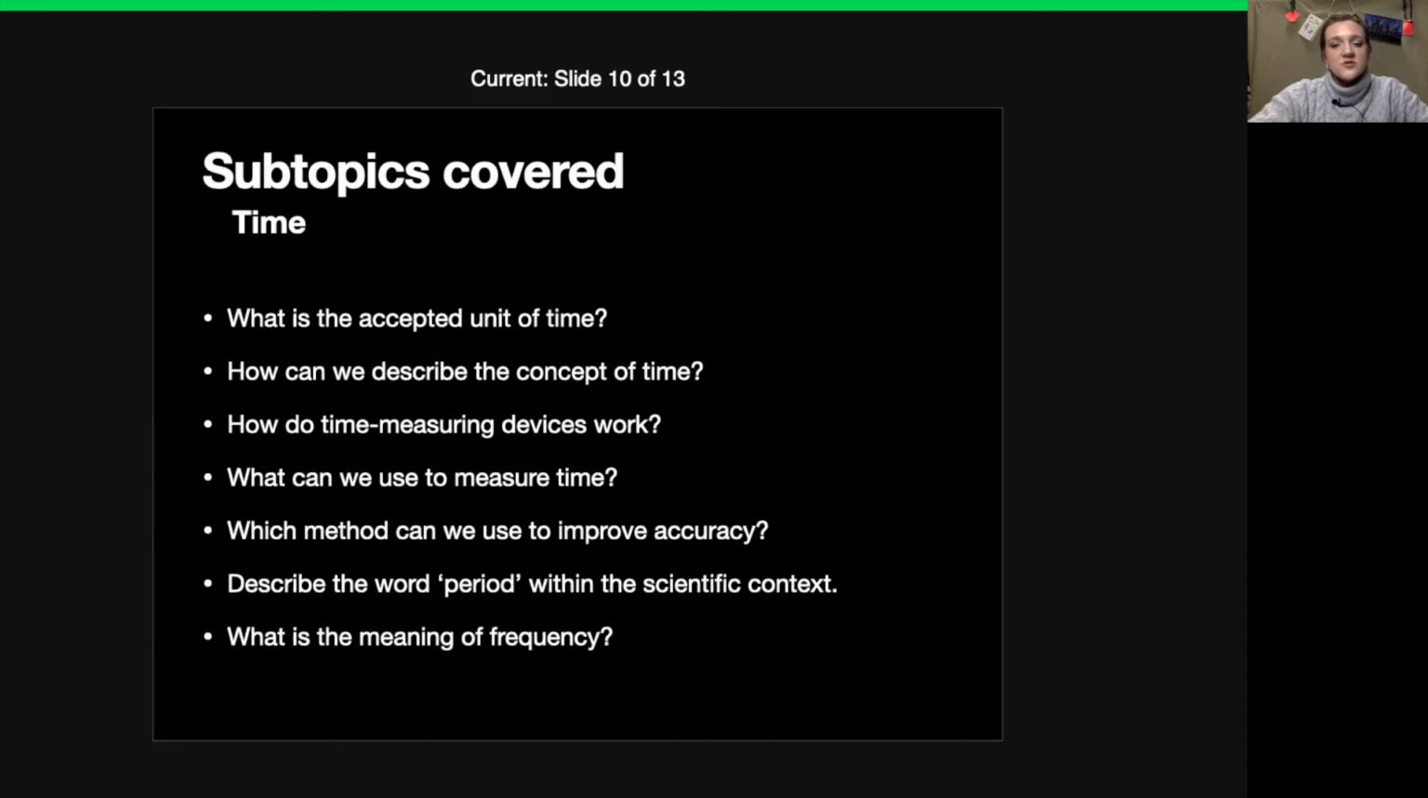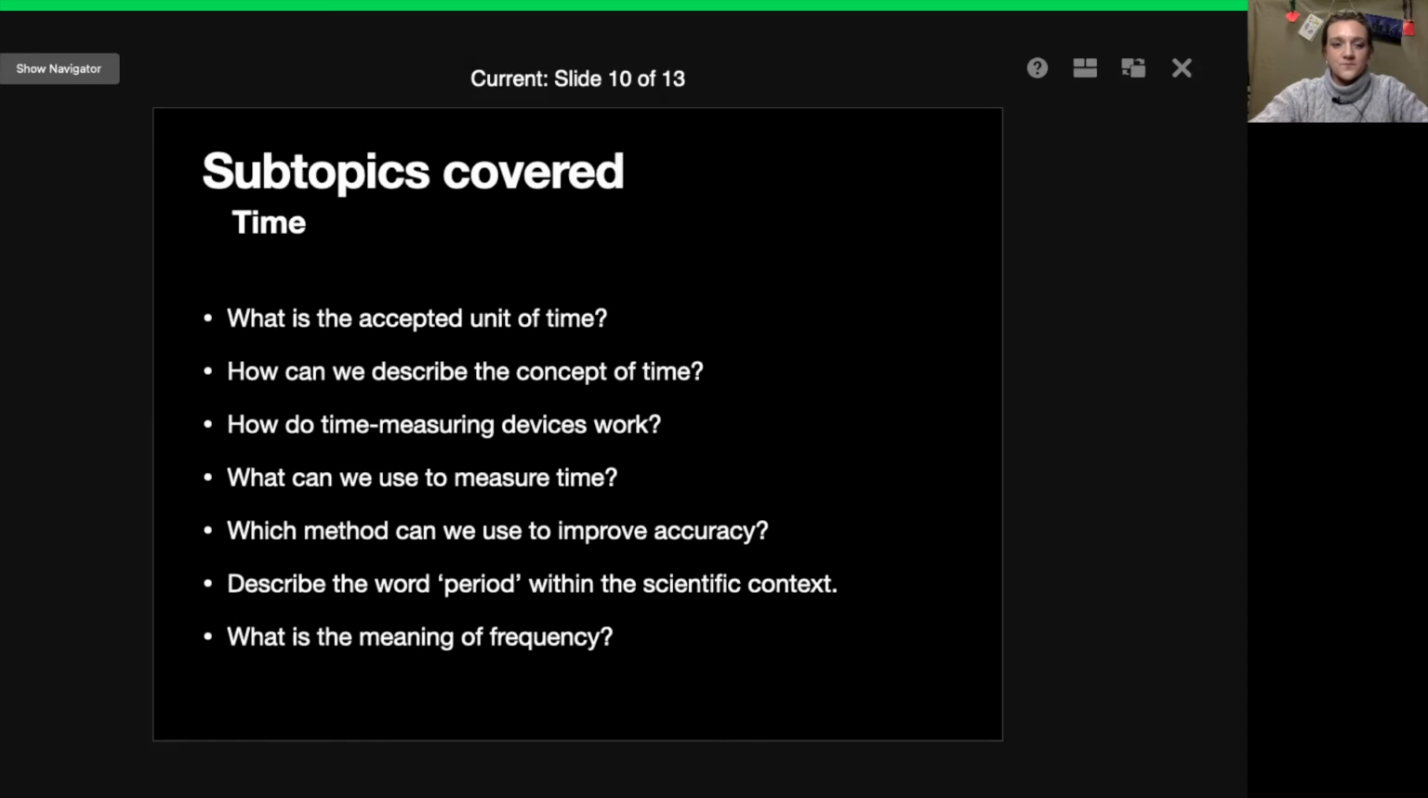Number 5. Which method do we use to improve accuracy? Due to time being such a subjective and non-linear concept, but an oscillating concept, we have to use a method of increased repetitions to improve accuracy. So we will not just use one oscillation, but we might use several oscillations, or we will define it in our experiment as 20 oscillations that we used to measure time. And this is how we try to minimize the margin of error as far as possible and improve our accuracy in physics.